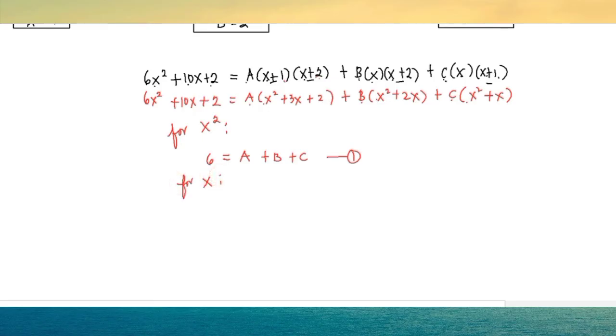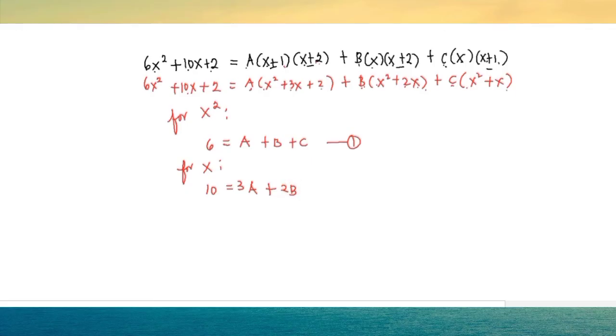For x, dito sa left side, so we have 10, and then here ang coefficient ng x ay 3 times a, so that's 3a, and then here ang coefficient ng x dito ay 2 times b, so we have here 2b. So dito ang coefficient ng x natin ay 1 times c, so we have plus c, and this is our equation 2.